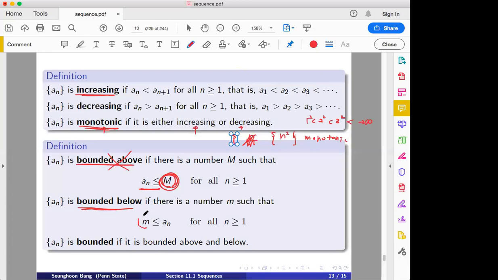Is it bounded below? We need a small number m such that the sequence a_n is greater than or equal to m. Do we have a small number like this? Yes. All of the terms, 1 squared, 2 squared, 3 squared, are always greater than or equal to 0, or 1, it doesn't matter. We have infinitely many possible numbers m. Yes, bounded below.